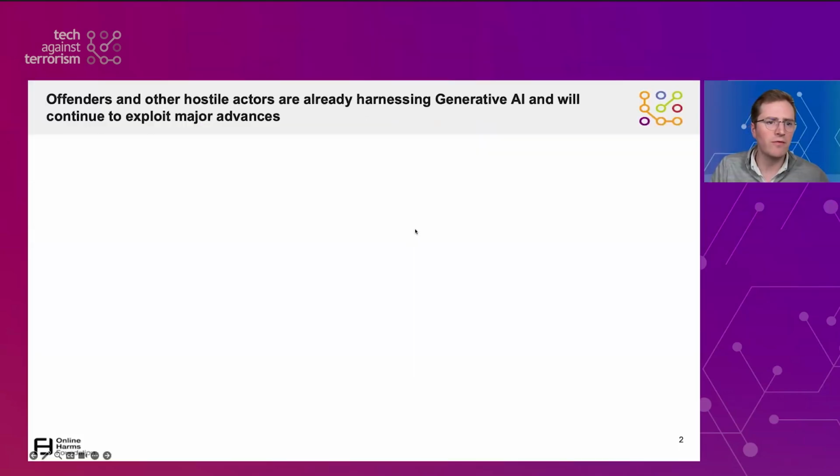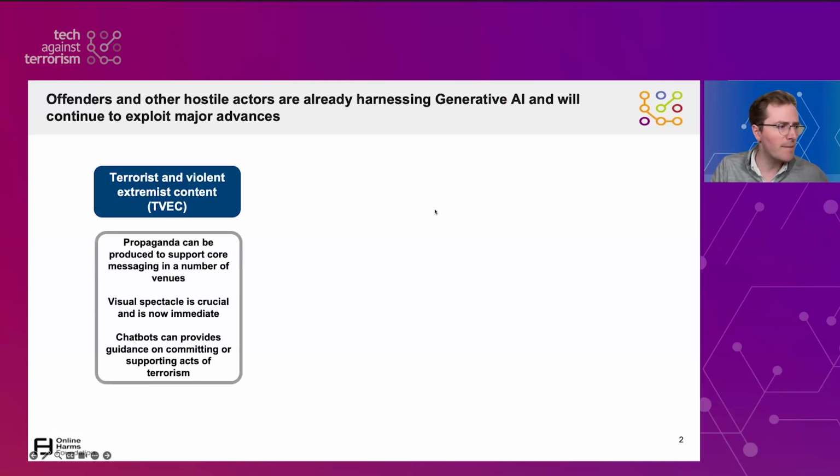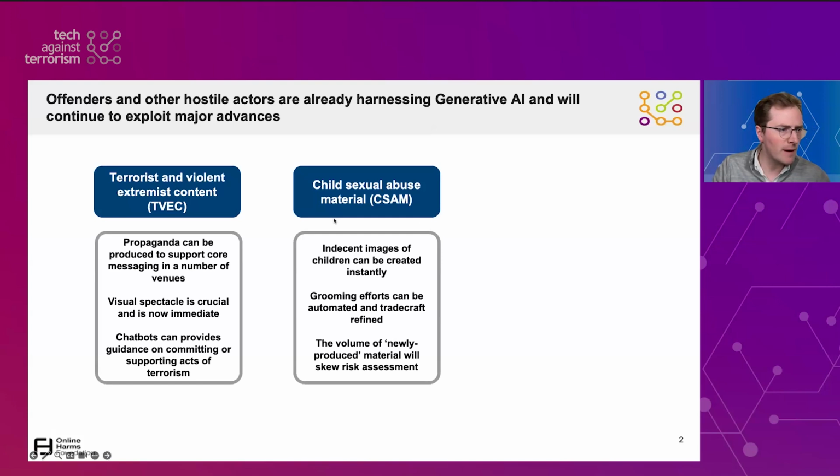So in terms of offenders and other hostile actors, we are beginning to see, certainly where terrorist content is concerned, increased use of generative AI. In the first place, we're seeing that generative AI is being used to generate propaganda and material, recognizing the fact that often visual spectacle is crucial. There are other use cases as well focused on chatbots, which are somewhat primitive, but successful to an extent. Example there being Gab AI.